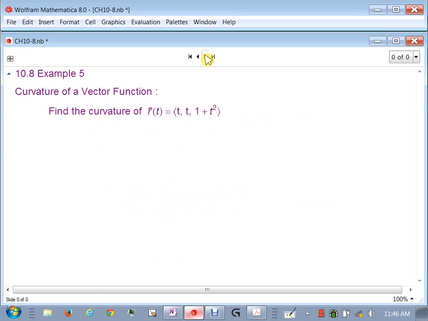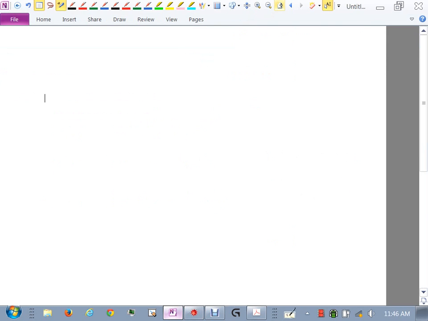All right. How about this one? Find the curvature of this vector function: t, 1 plus t squared... no wait, t, t, 1 plus t squared. Doesn't look very ominous, does it? I mean, it looks okay. Yeah, how bad could it be? Shall we try the first formula?